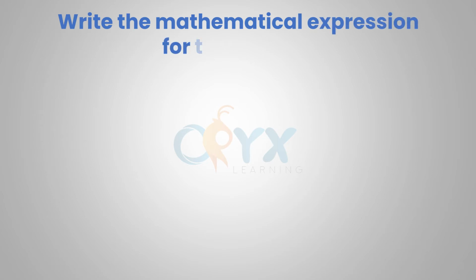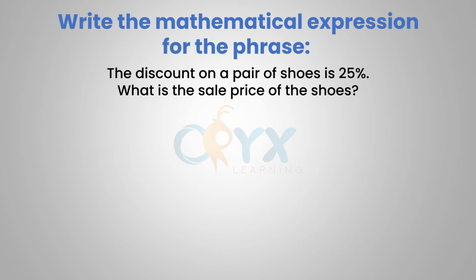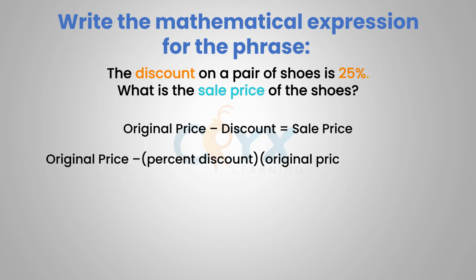Write the mathematical expression for the phrase, the discount on a pair of shoes is 25%. What is the sales price of the shoes? So first we're going to pick out some key words. We have discount, 25%, and sales price. In order to find the sales price of the shoes, we can take the original price minus the discount, and that will be equal to the sales price. So the original price minus the percent discount times the original price will equal the sales price.